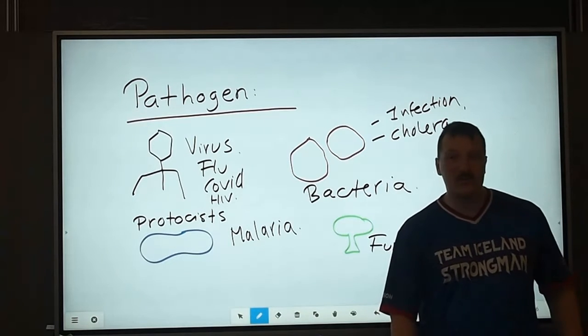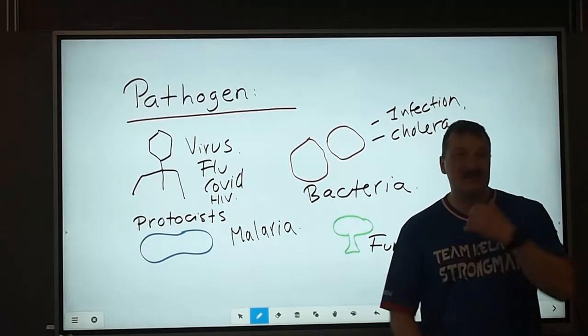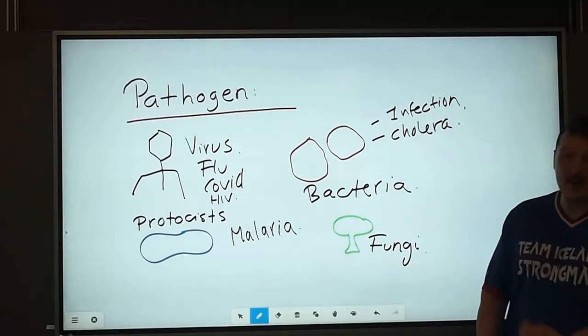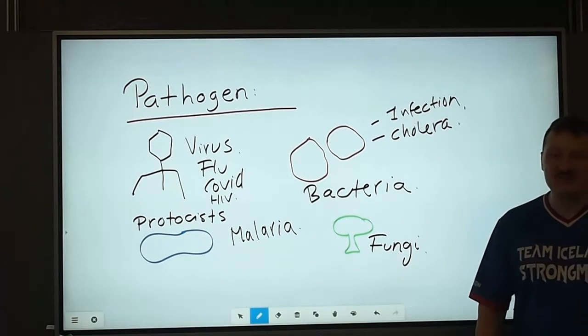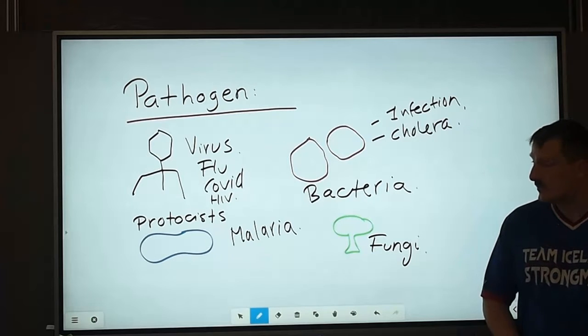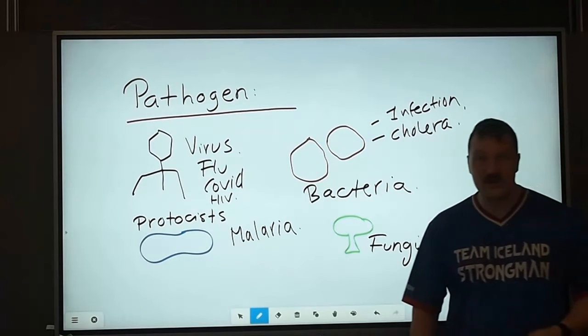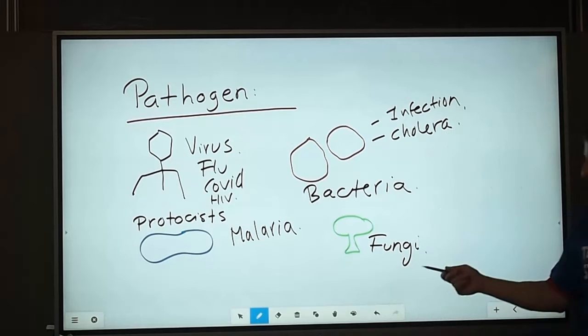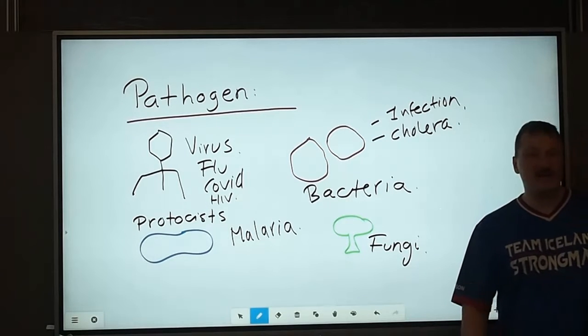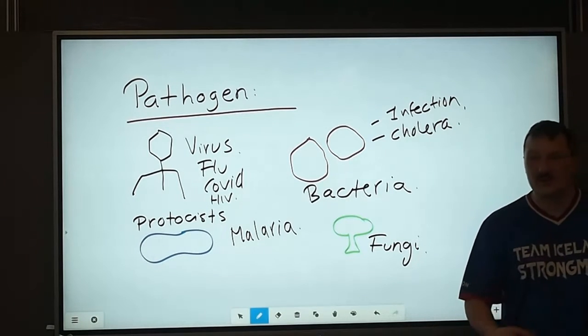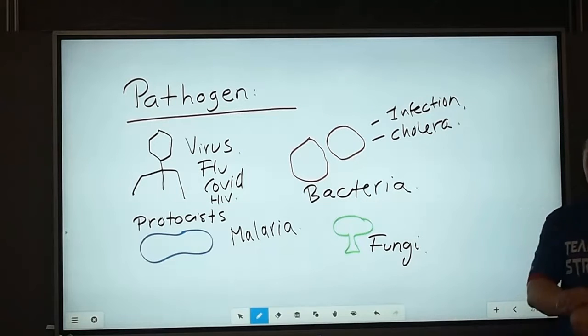Protists are a group of organisms that can live inside us as parasites. Malaria is a parasite that lives inside our blood cells and bursts them, and it's transferred by mosquitoes, but more about that later. And last but not least, we have the fungi: yeast infections, athlete's foot, usually stuff that infects our skin.